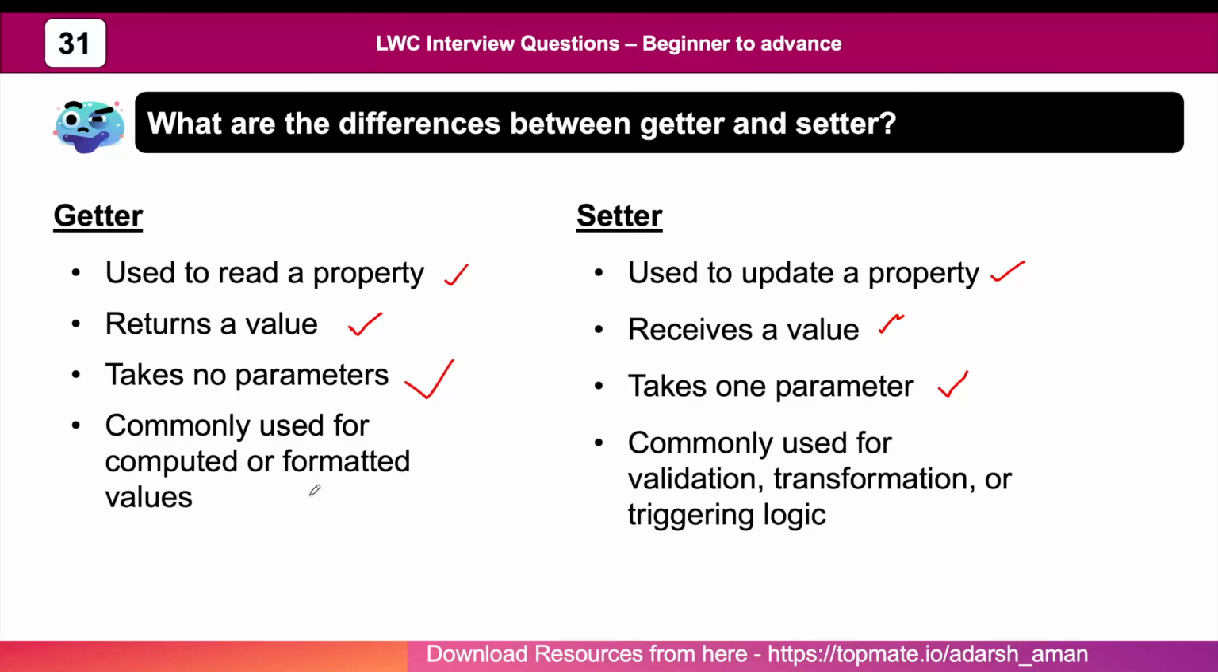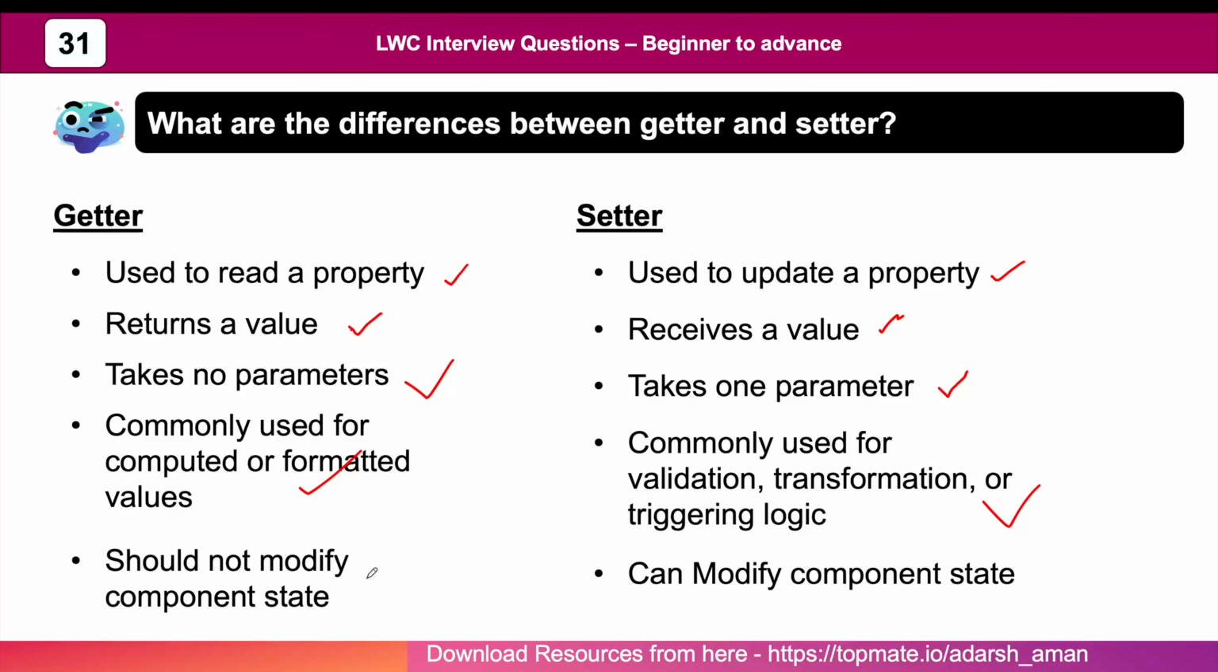A getter is commonly used for computed or formatted values. We have seen we can format the value to uppercase, or we can compute something like adding first name and last name and making it a full name. We can do that in a getter. And a setter is commonly used for validation, transformation, or triggering logic, which we have seen.